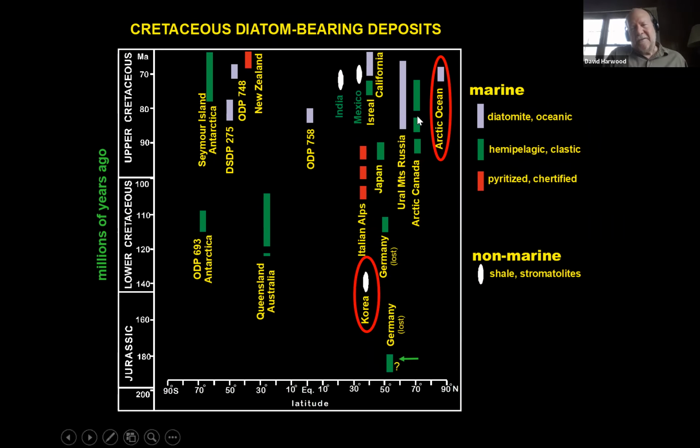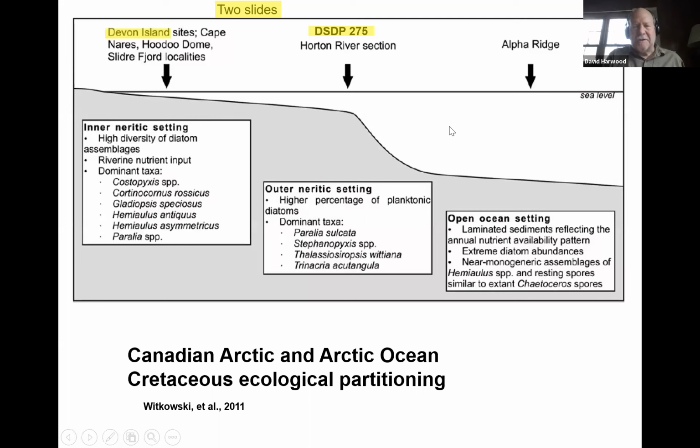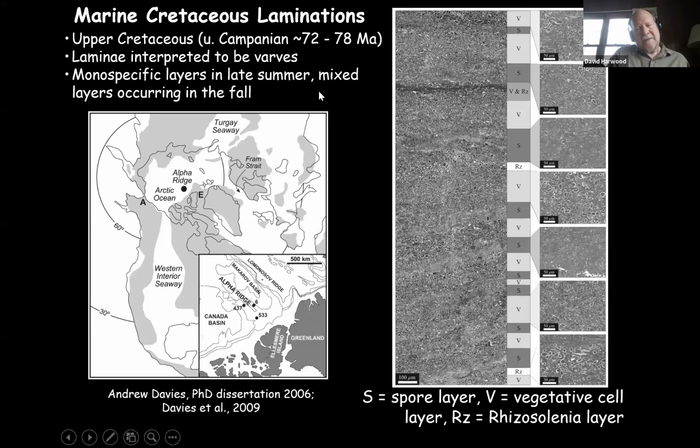If we take a look at material then from the Arctic Ocean, those places I was just talking about, Hoodoo Dome, Devon Island, and others, have some taxa in an inner neritic, inner shelf environment. Some other studies are from an outer shelf environment, and then some work out in the ocean realm of the Arctic Ocean from Andrew Davies and Alan Kemp provide other information about what was going on with the different environments, from the deep marine or pelagic environment, let's say, out to those that are more influenced by the neritic environment.